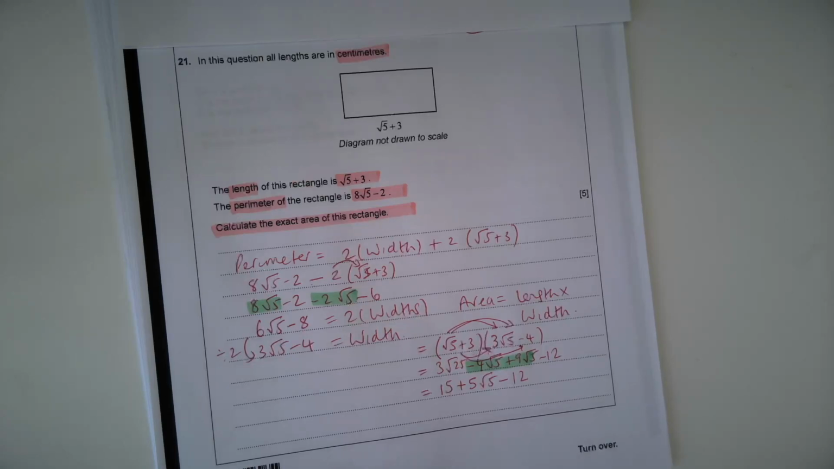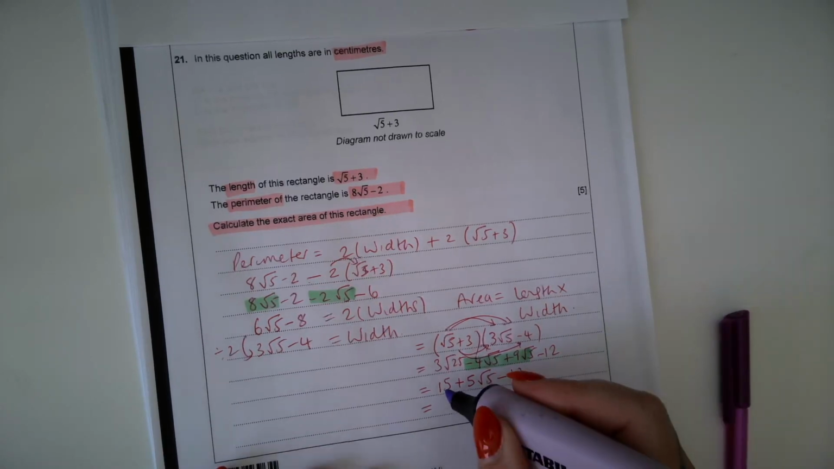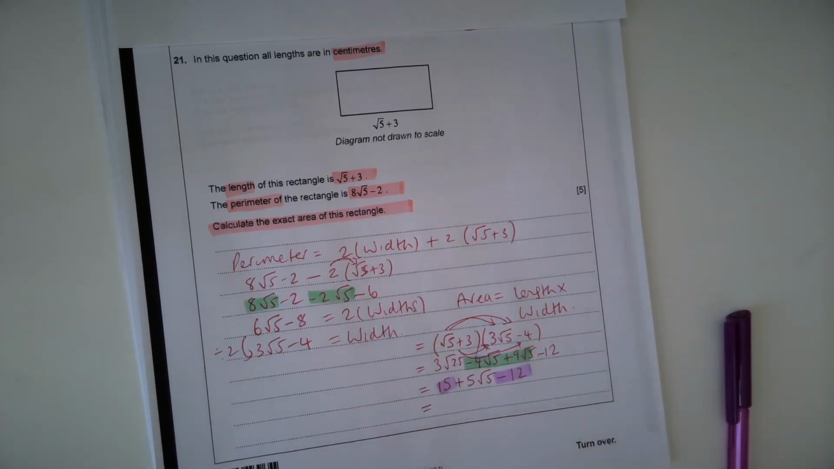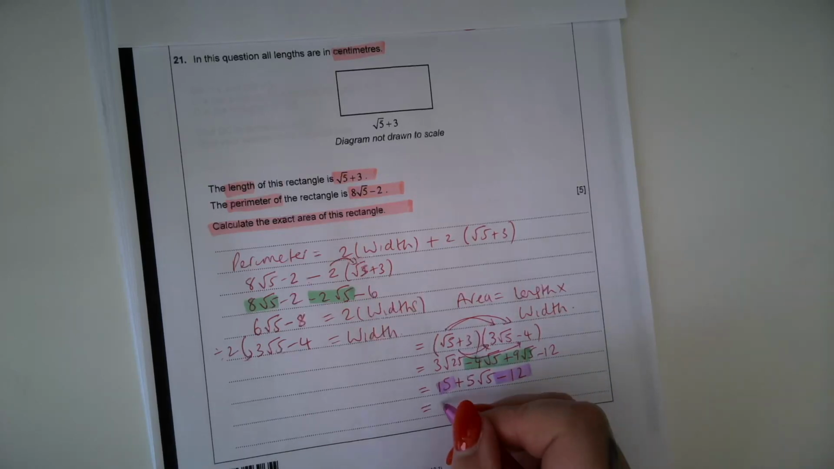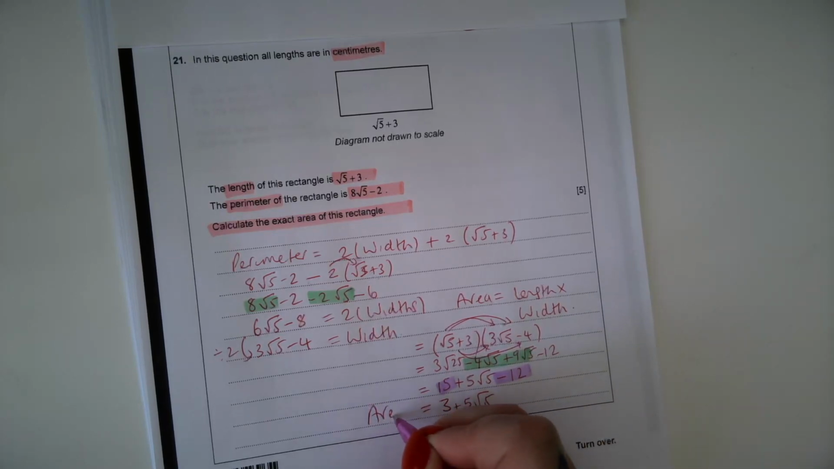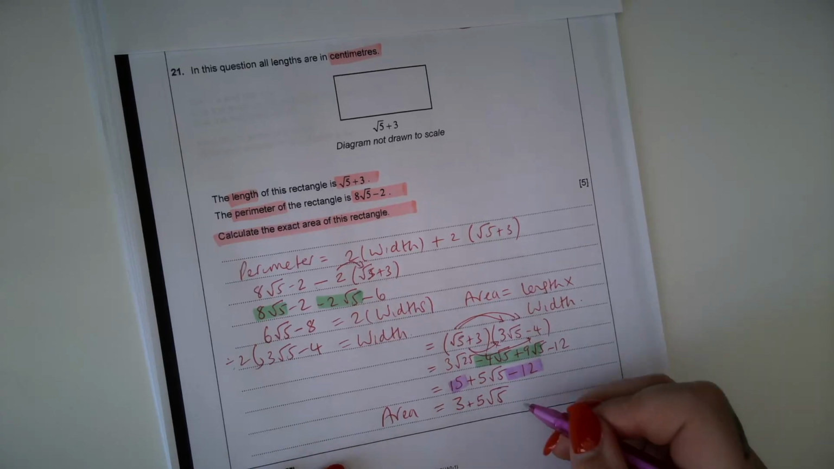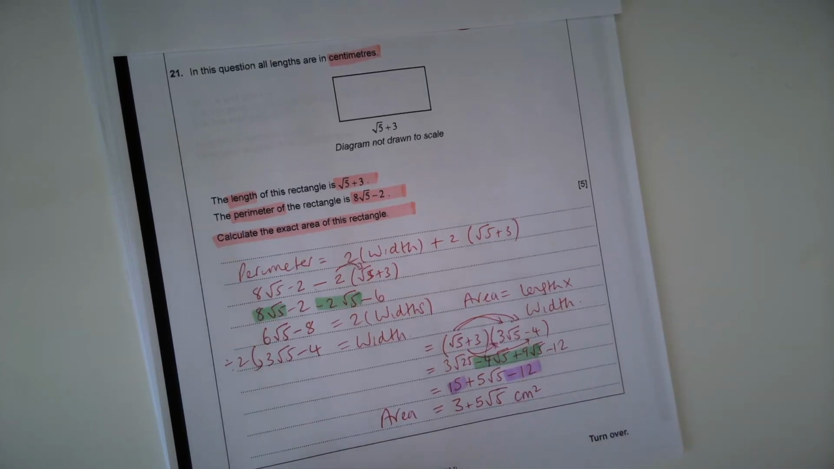I'm going to simplify a little bit further because I can collect like terms with these constants here. So I've got 15 subtract 12, which is 3, plus that 5√5. So that's our area in exact form. Measurements are in centimetres, so I'm going to pop centimetres squared there.